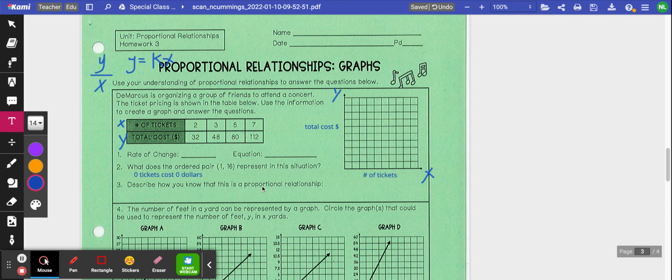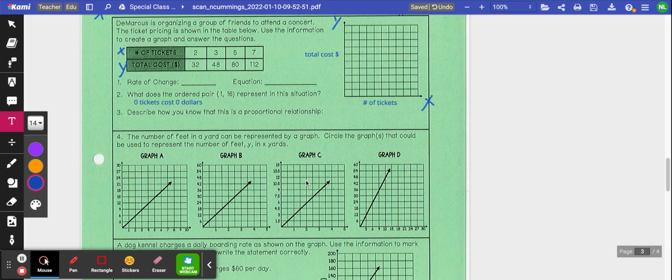Describe how you know that this is a proportional relationship. Well, there's 2 reasons. One, it would have to be a straight line, and the second is it would have to go through the origin. So make sure you're plotting these points, you're labeling your graph, and it should look like a straight line.